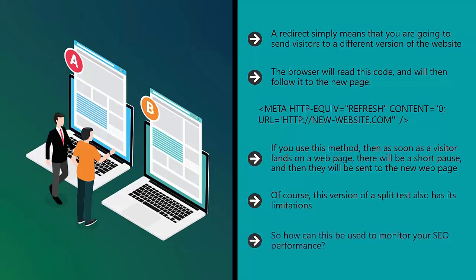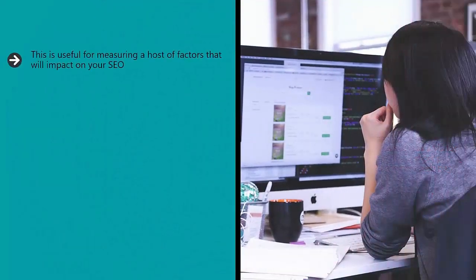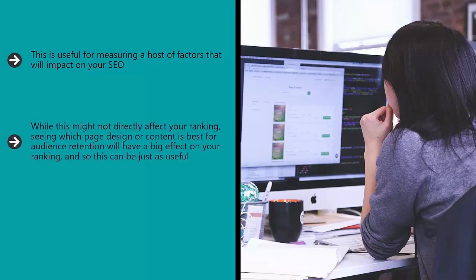So how can this be used to monitor your SEO performance? This is useful for measuring a host of factors that will impact your SEO. That means things like bounce rates, things like CTR, click-through rate, and more. While this might not directly affect your ranking, seeing what page design or content is best for audience retention will have a big effect on your ranking, so this can be just as useful.